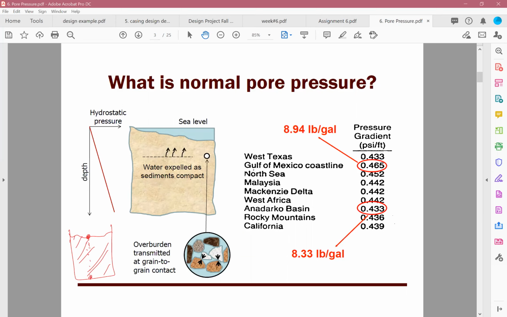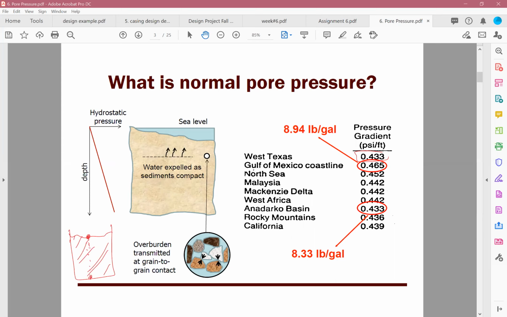But when you talk about the normal pressure gradient for an underground formation, you are considering the hydrostatic pressure gradient of the water that you have in that area. Some areas have water with some salt in it, some lighter, some heavier. For example, for West Texas it's 0.433 psi per foot, and for the Gulf of Mexico it's 0.465 psi per foot. Different areas have slightly different normal pore pressure gradients, depending on the water that you have there.